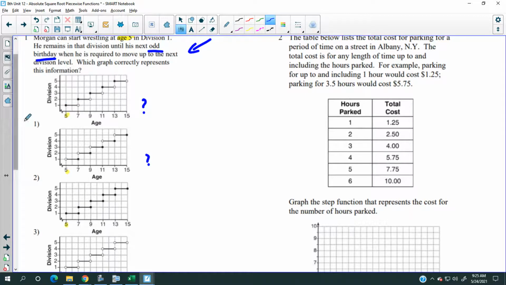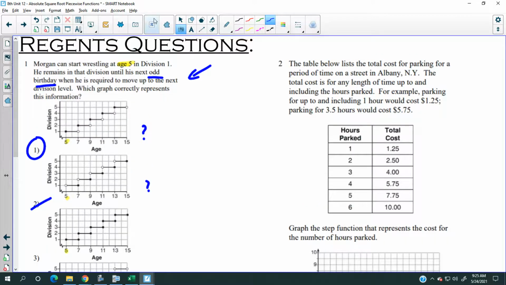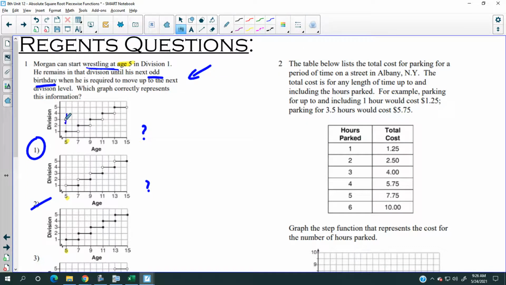So you might be inclined to pick this one. All right, it's actually choice 1, right? Why is that? Yeah, you could start wrestling at age 5. You have to include 5. And by the time he turns 7, it has to be an open circle because he's eligible for the next division. And then so on and so forth.